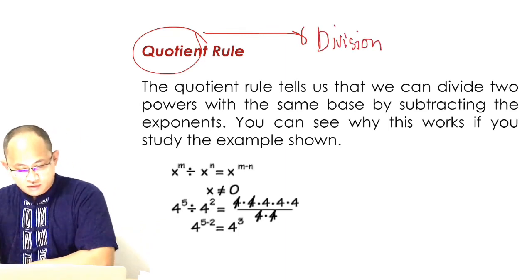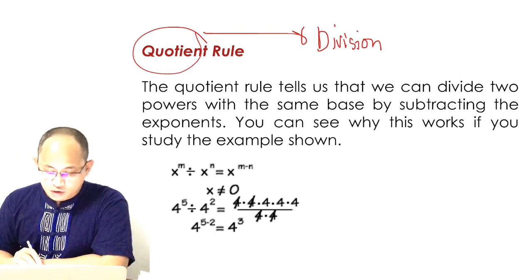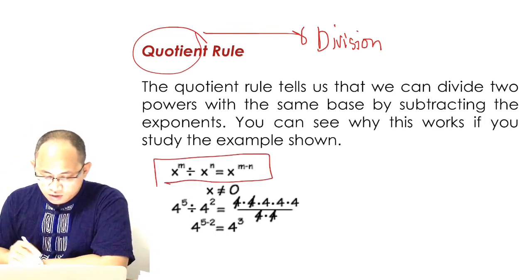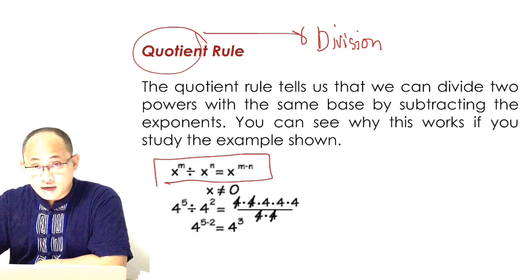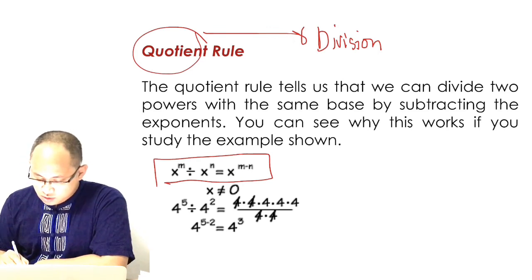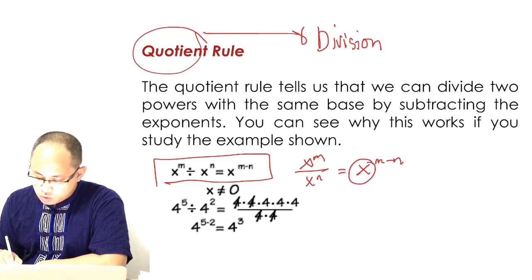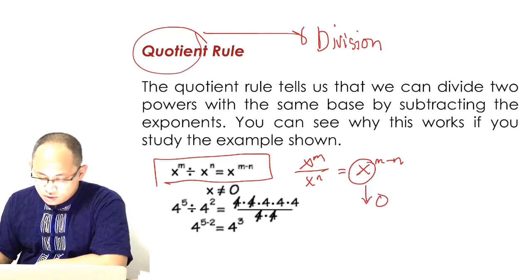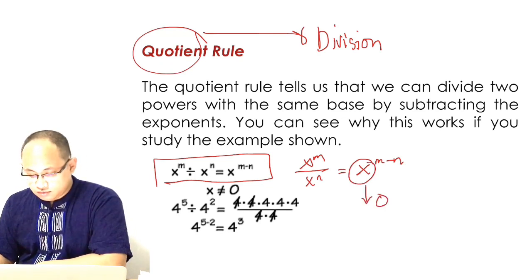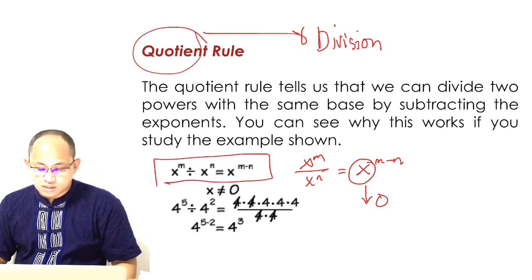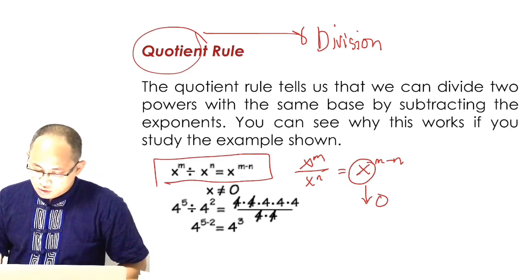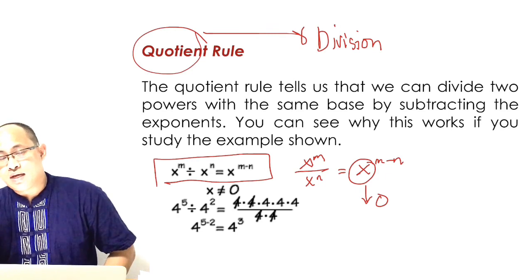You divide. So therefore, if you have x to the power of m divided by x to the power of n, it is x^(m-n), as long as x is not equal to 0. So when you have a division and you have the same base, you have to subtract exponents.